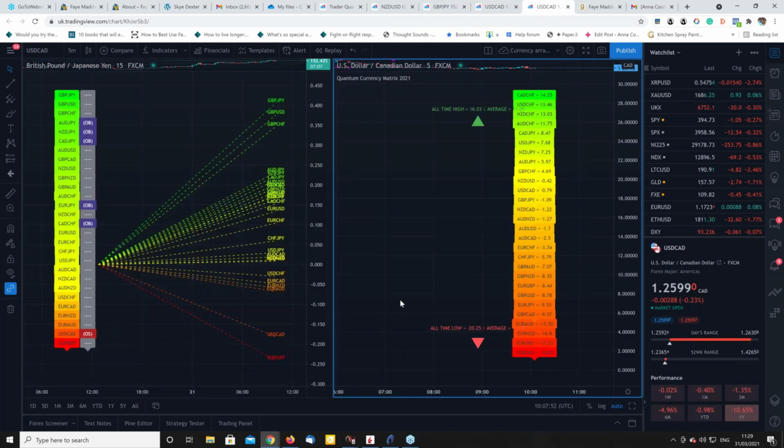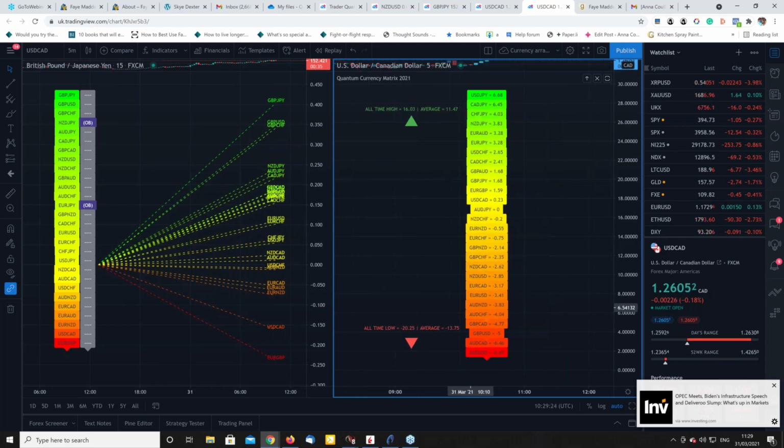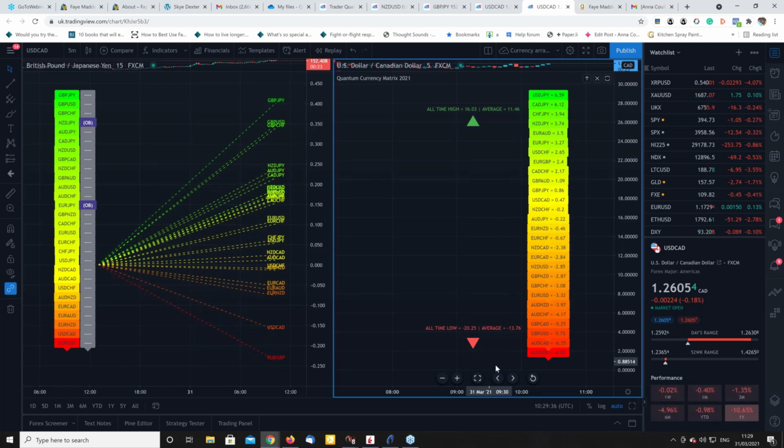This is the currency array and the currency matrix, which we've had on test for a while now. So they're all working perfectly. And on the matrix, just to differ from the one you saw earlier, you can see up here we've got the all-time high and the average, and the all-time low and the average down here. It's just an additional feature because one of the things that was missing from this indicator is this number here. What does it actually mean?